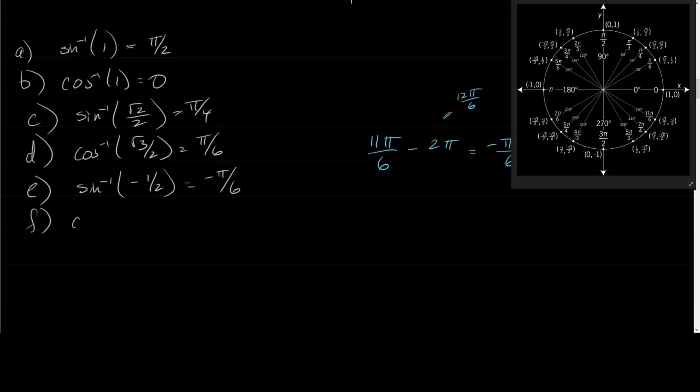For cosine inverse, let's say I ask for cosine inverse of negative radical 2 over 2. Well, we will look at all the cosine values and say, where is there an x value of negative radical 2 over 2? Well, there's one, and here's the other one. But we know that for cosine inverse, our range must be between 0 and pi, so in the top half of the unit circle, meaning that the only possible answer here is at this spot, being at 3 pi over 4.